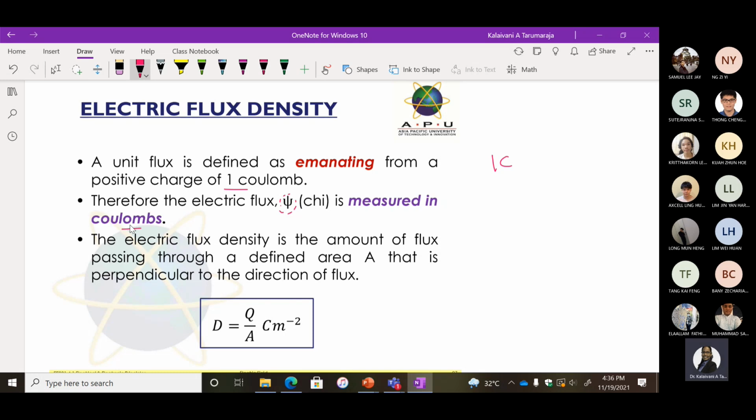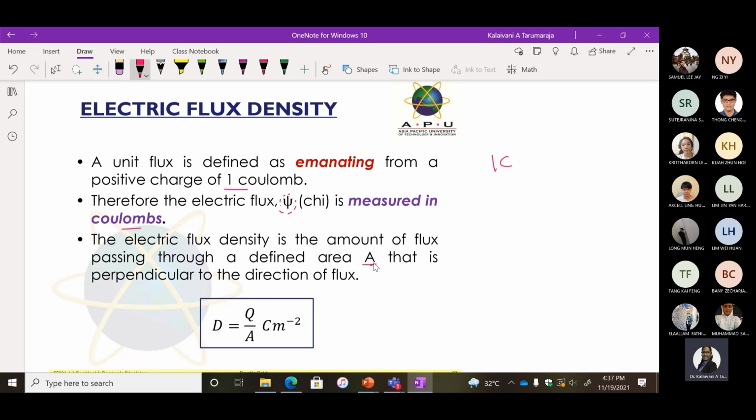All right, have a look at the third point. They also specify based on the flux density, the amount of flux passing through an identified area, A. It means identified area, based on the area of the materials. Okay.